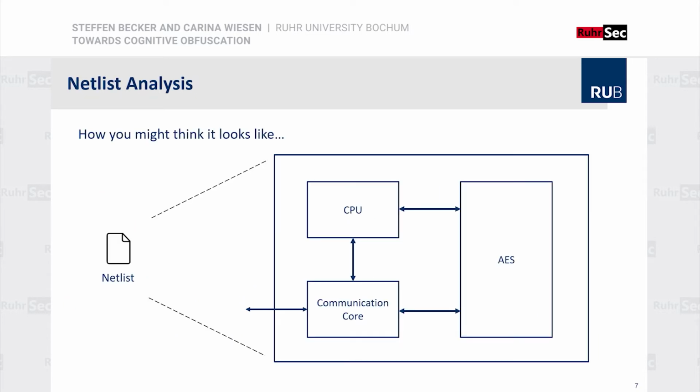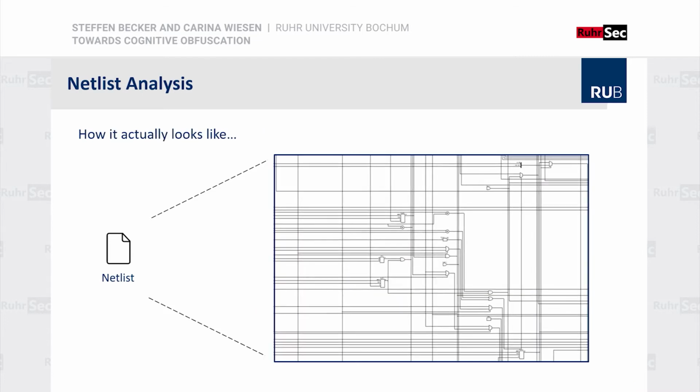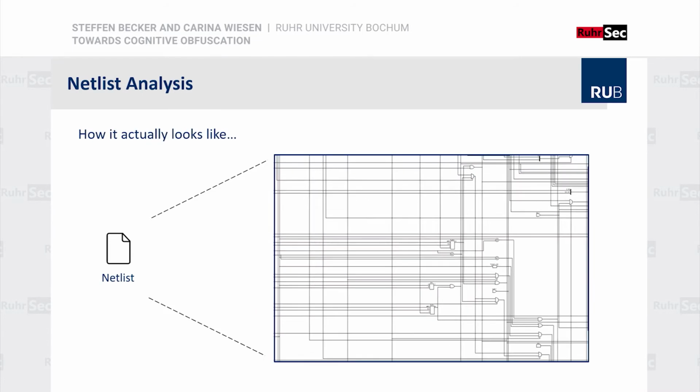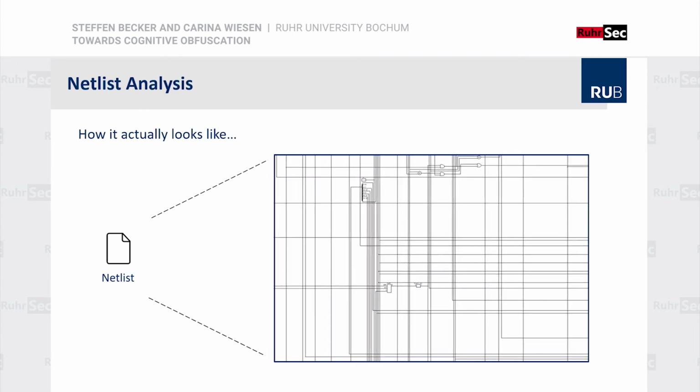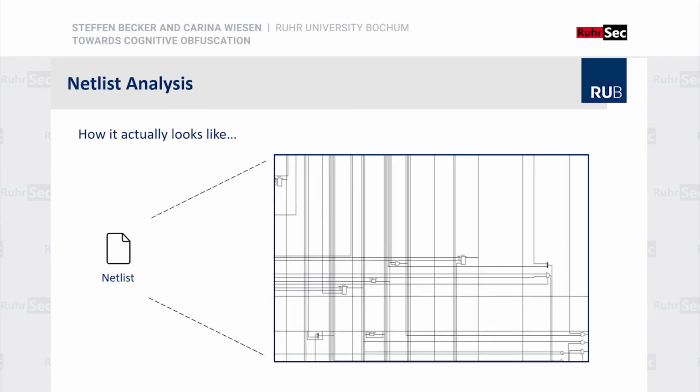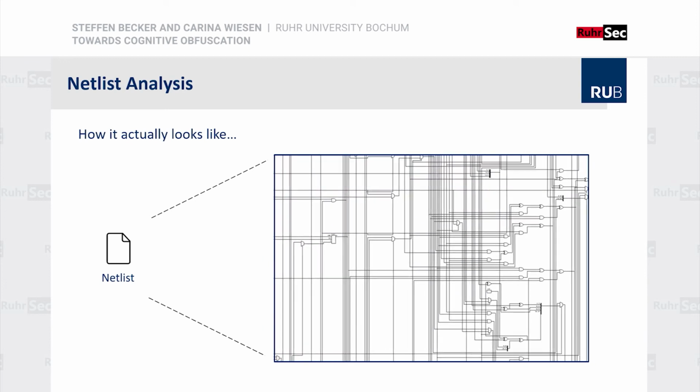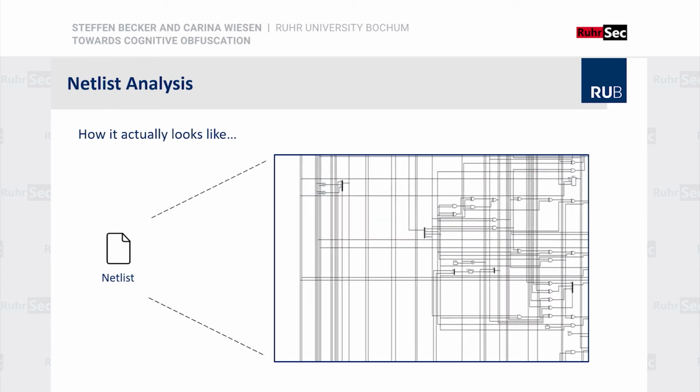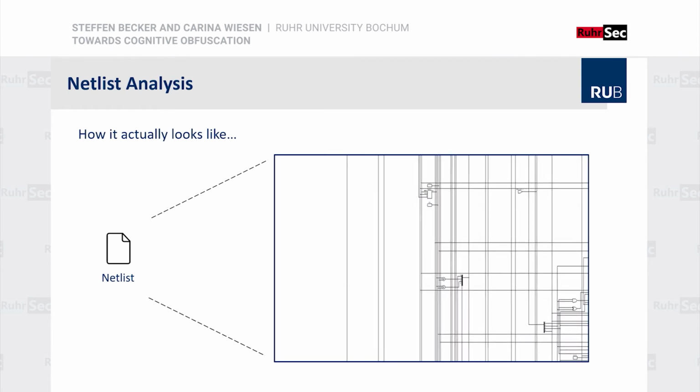Let's take a closer look at netlist analysis. While one might think we will receive a netlist nicely grouped by its functional blocks, as depicted here, well, what we actually get looks more like an unstructured chaos of gates and their interconnections. Keep in mind that the analysts have no variable names or such, which could aid their analysis.